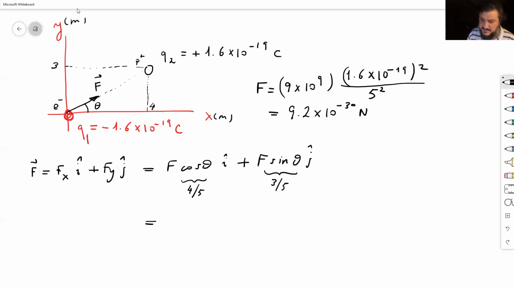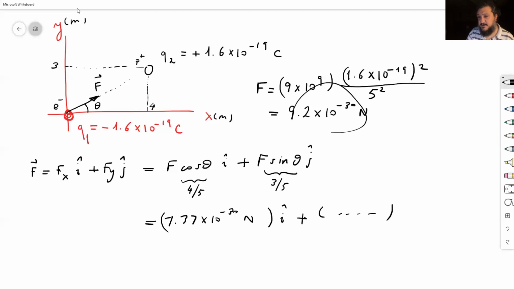Okay, do I need to finish this? Let's finish it. So times 4 divided by 5. 7.37 times 10 to the negative 30 newtons in the x direction. And then whatever you get by multiplying this number by 3/5, and then add a j hat there.